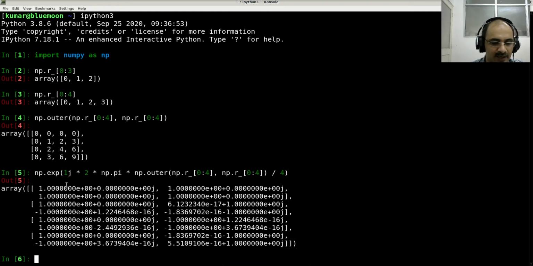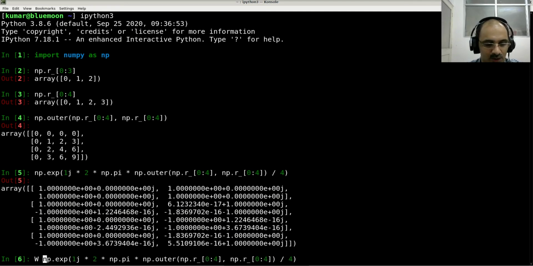Now you see what we get, right? We get 1, 1, 1, 1, 1 j minus 1 minus j, 1 minus j. You get this, right? So you can basically see that we get this matrix. Now let's actually look at the inverse of this. So I'm going to call this W.